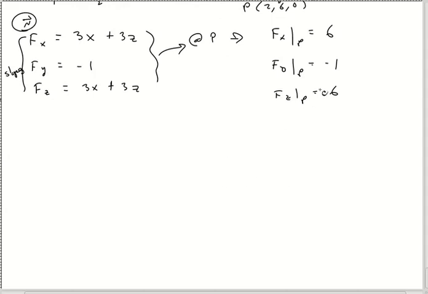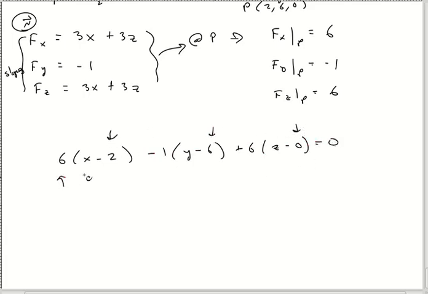Cool. So then I can take those as my slopes in my big equation here. So 6 times (x minus the 2), minus 1 times (y minus the 6), and then plus 6 times (z minus the 0) equals 0. You can see I have my point, and then I have my slopes.